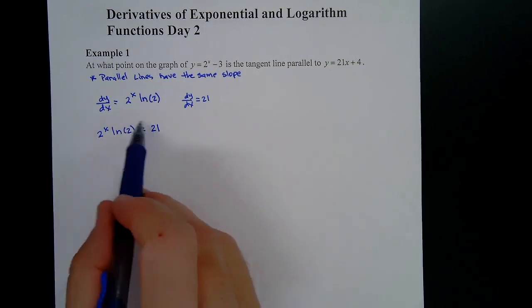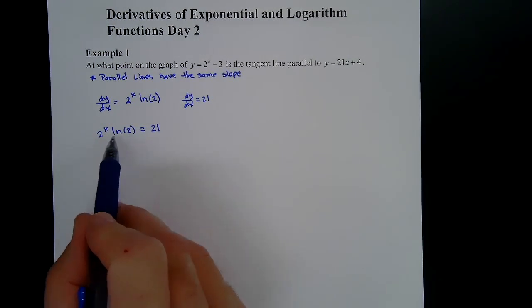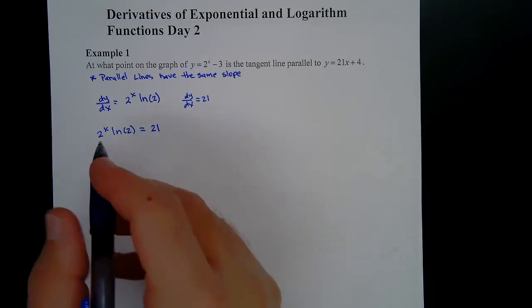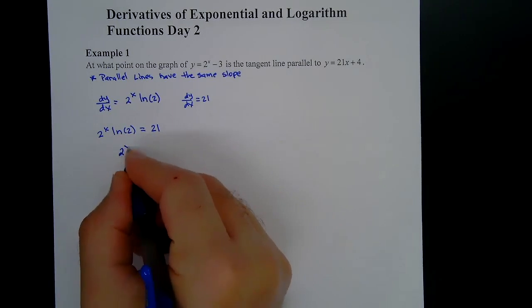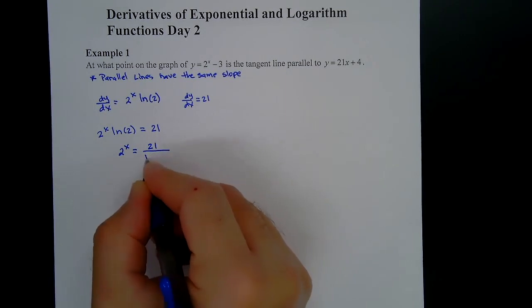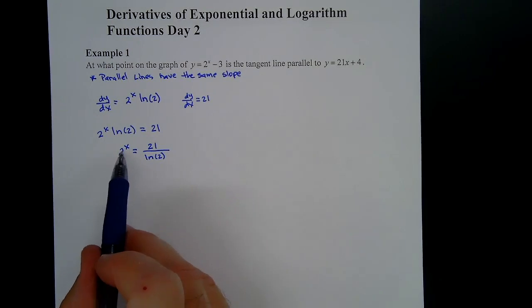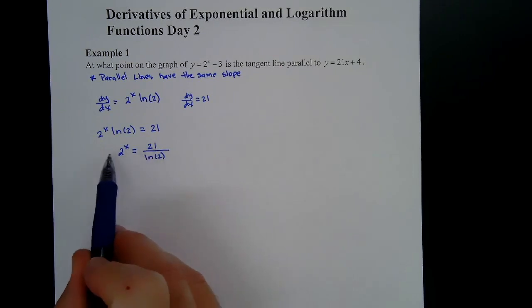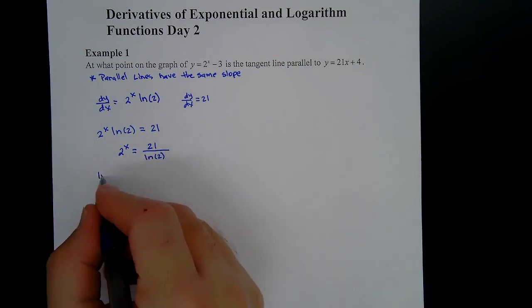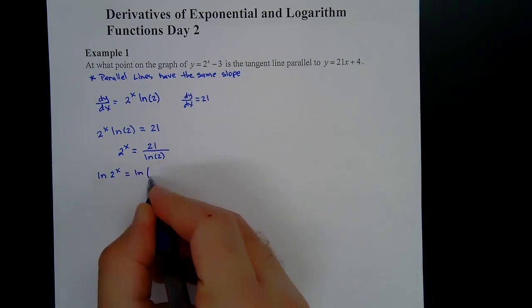So now it's a matter of solving this. I want to get this 2 to the x by itself, so I'm just going to divide both sides by natural log of 2. This gives me 2 to the x is equal to 21 divided by the natural log of 2. Now I need to get this variable out of the exponent, so I'm going to take the natural log of both sides. So ln of 2 to the x is equal to ln of 21 over ln of 2.